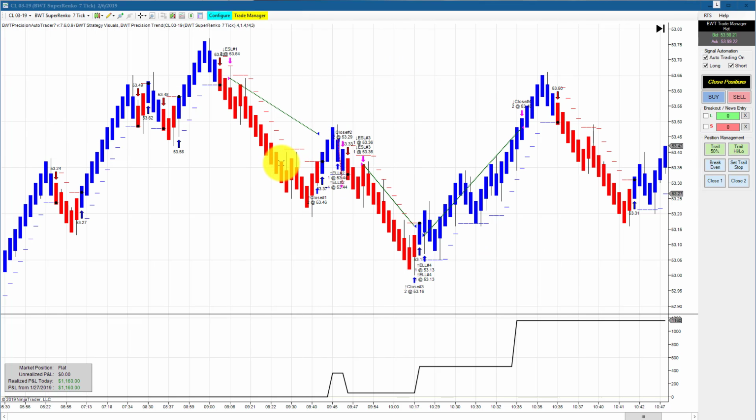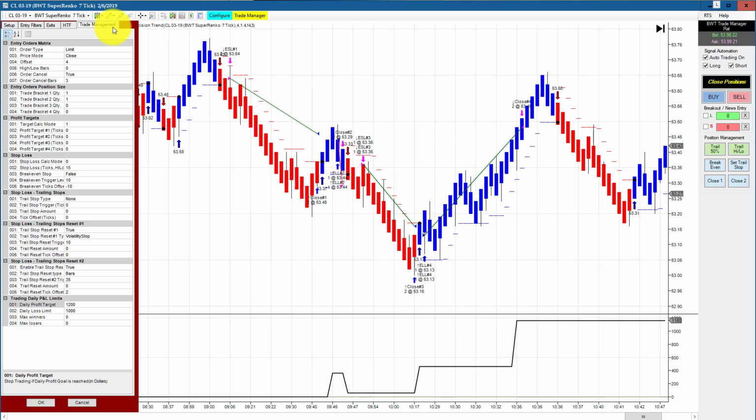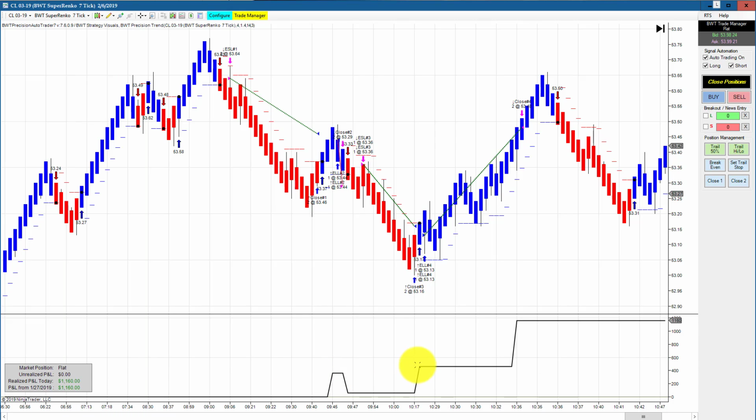Okay, most of our crude oil charts did well today. The crude oil on the Super Enco 7 tick did 1160. I think the goal in this is 1,200, so just shy of its goal, but did not draw down to the negative. One losing trade here and 3 winners.